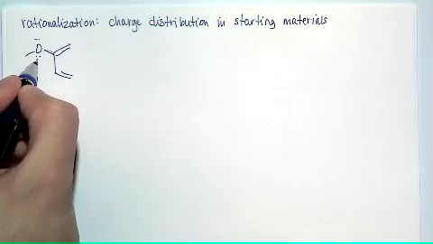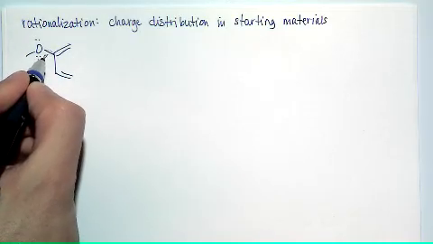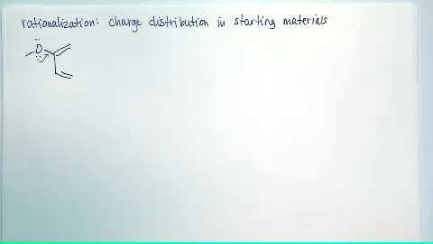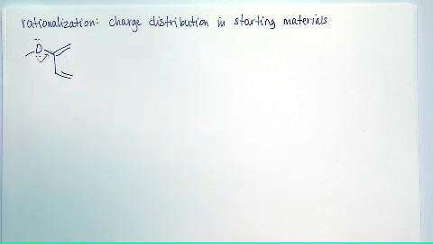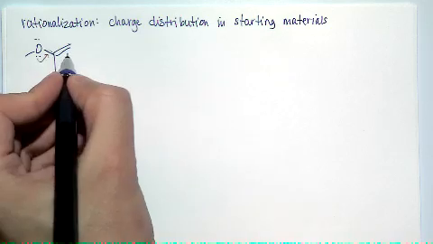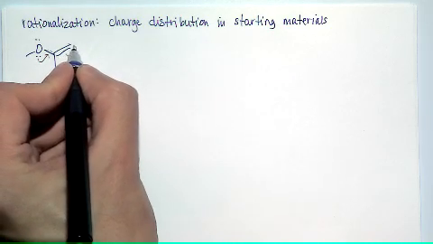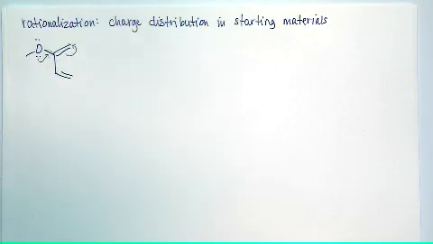So we can take these electrons on the oxygen, move them down to form a double bond. And then let's take the pi electrons from that double bond and move them onto that carbon at the end.